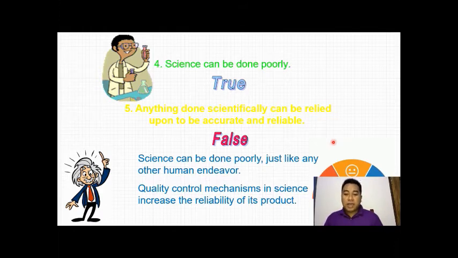Next statement: anything done scientifically can be relied upon to be accurate and reliable. This one is false. Anything that is said to be scientifically done is not to be trusted. Even though there is the word scientifically done, you don't have to trust it 100%. As I've said, science can be done poorly.